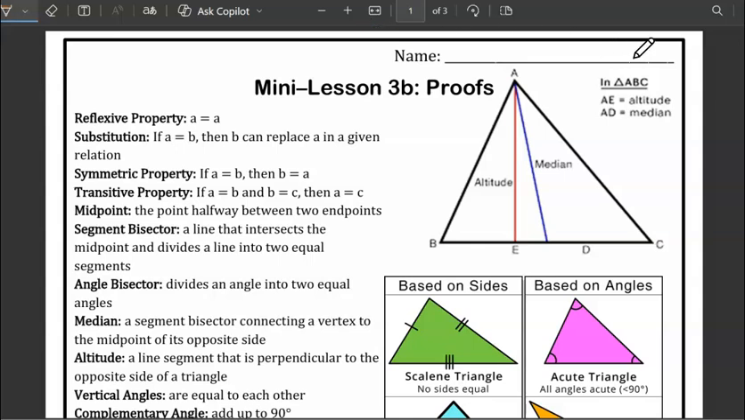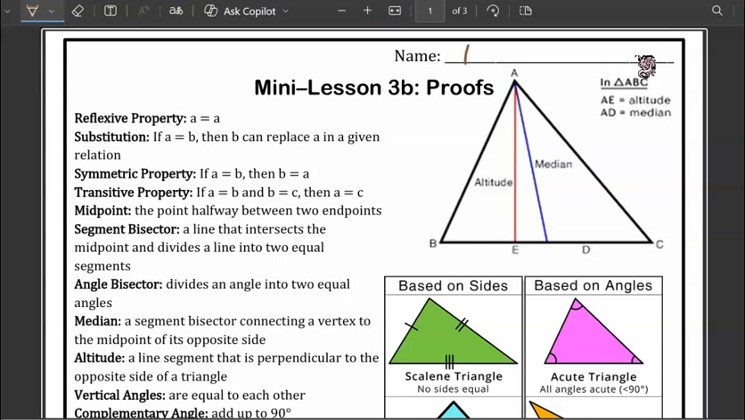Mini Lesson 3B, Proofs. The majority of the first page is definitions. Let's read through them. Reflexive property, A equals A. Basically, just something equals itself.